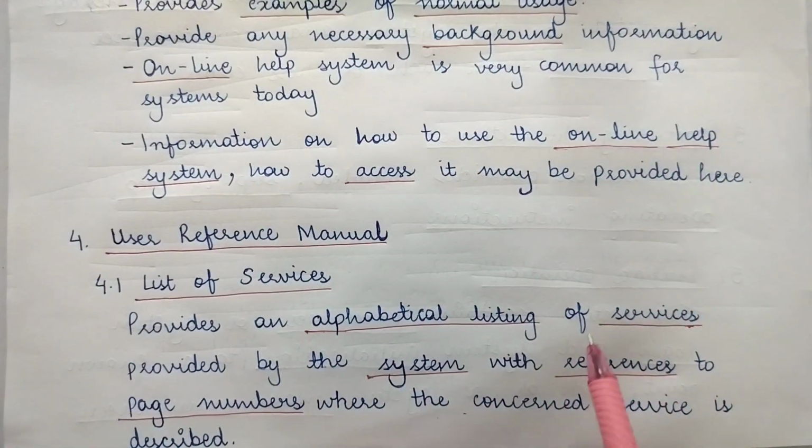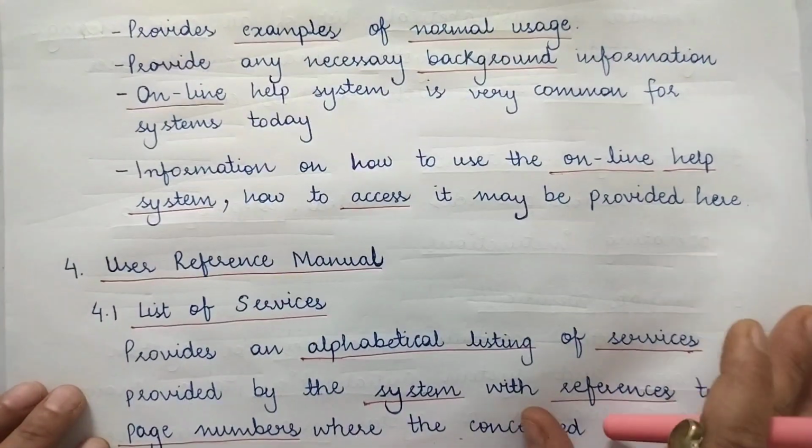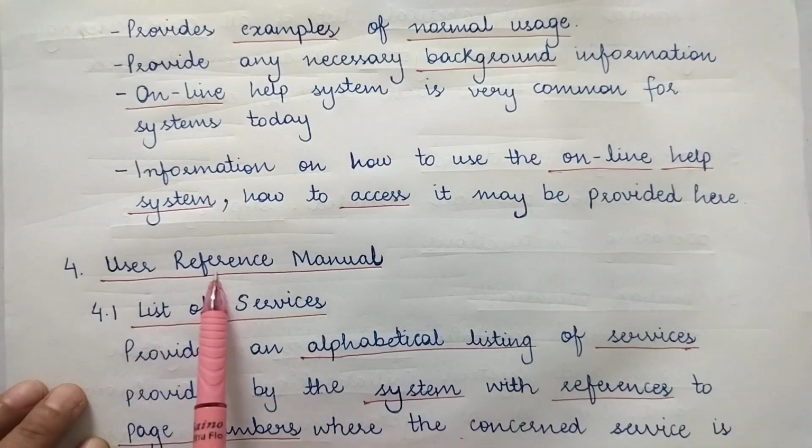That is, this is the service in alphabetical order and you can refer to it on this particular page number in detail. This would be provided where the concerned service would be described. So this is what the list of services is doing for you in the user manual, within the user reference manual section of the user manual.